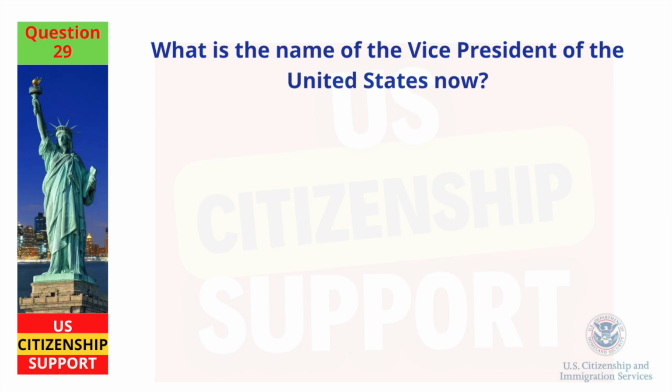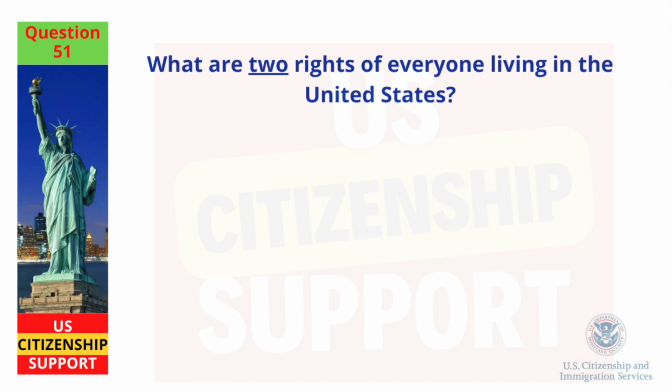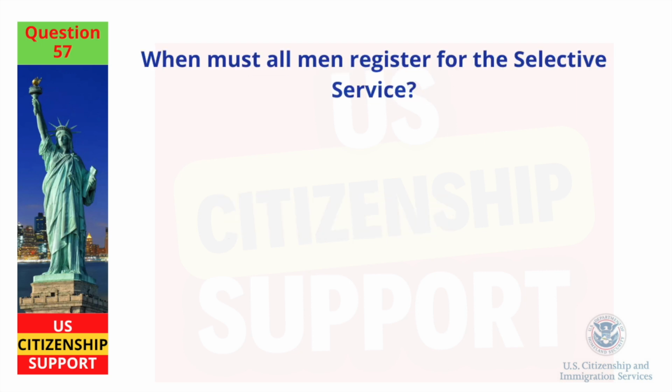What is the name of the Vice President of the United States now? Kamala Harris. How many justices are on the Supreme Court? 9. What are two rights of everyone living in the United States? Freedom of religion. Freedom of speech. When must all men register for the Selective Service? At age 18.